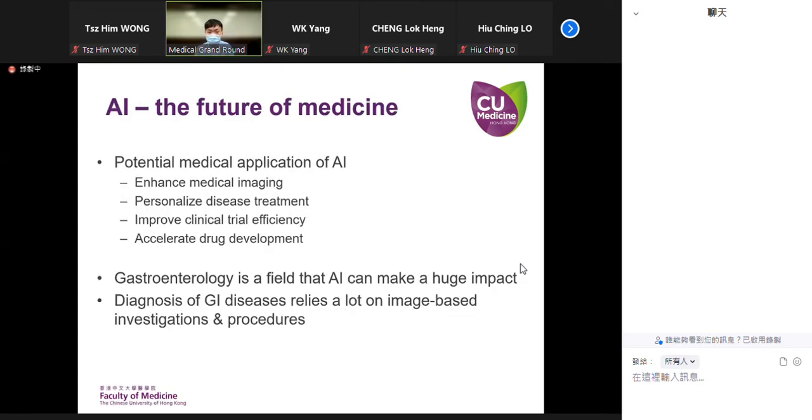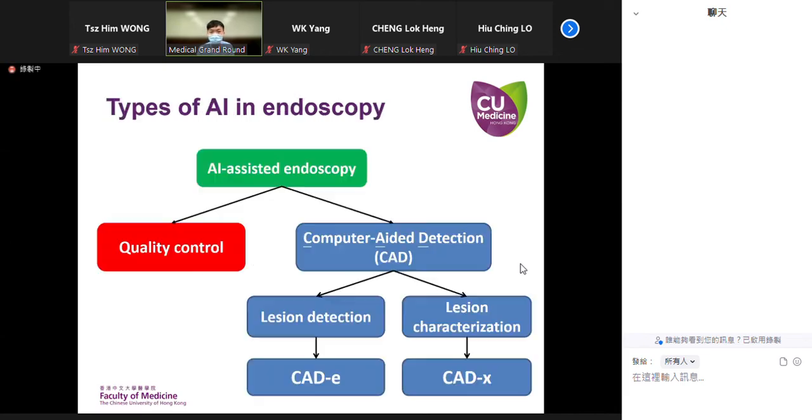So Professor Lau has given a very excellent talk about AI in gastroenterology. So actually, gastroenterology is a field that AI can make a huge impact because diagnosis of GI disease relies a lot on image-based investigation and procedures like pathology, radiology, and endoscopy. And today, our focus will be on the endoscopy.